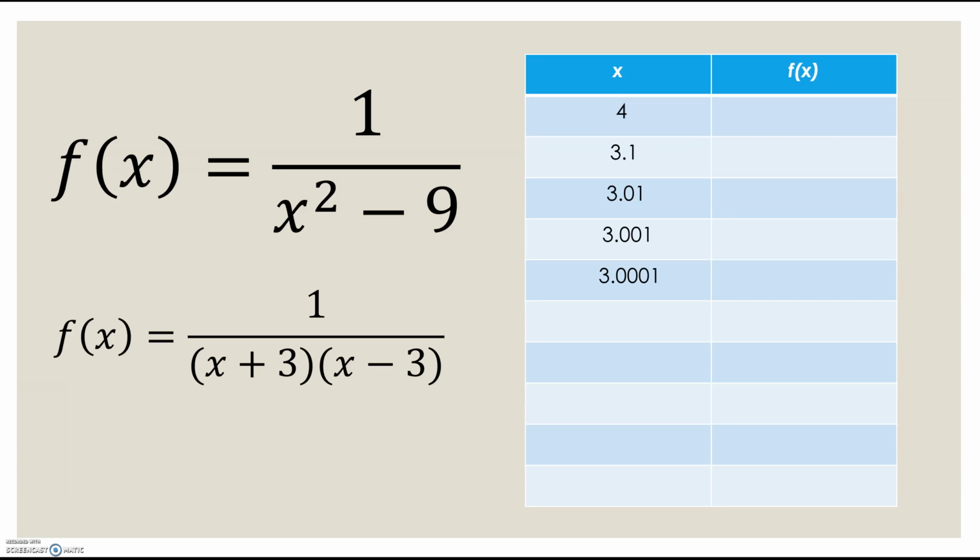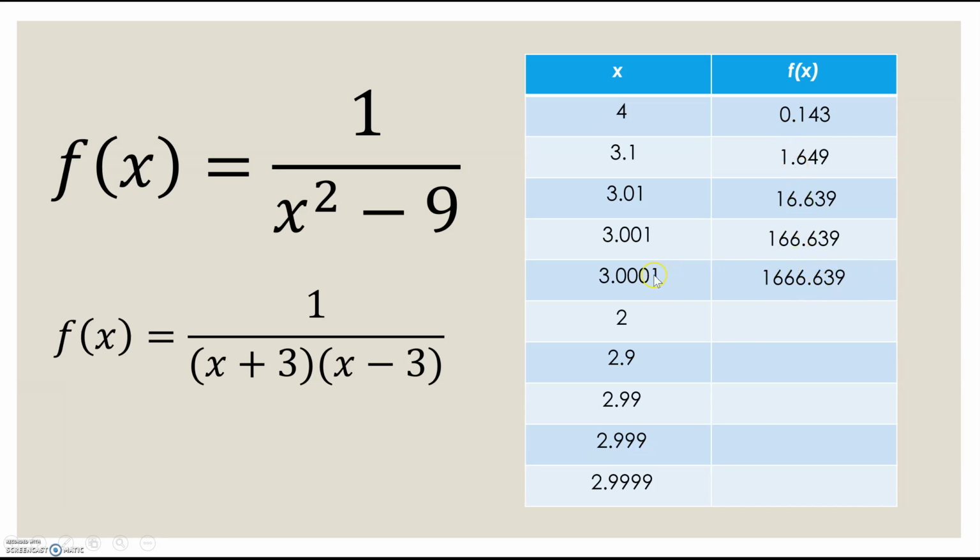Whereas I plug these into f of x, I get numbers that are getting bigger and bigger and bigger and outrageously bigger. And you can check my math on this if you want, but like if I plug a 4 in here, it's going to be 1 over 16 minus 9, so that's 1/7, right? So that's a 0.143. And then if I plug a 3.1 into here, it's going to be a 1.639, and then 16, and then 166, and then 1,666.639. So again, it's getting bigger. It's getting bigger slowly, right? Compared to the last one where I was at 10,000 at this point.